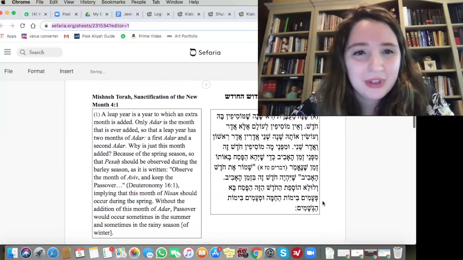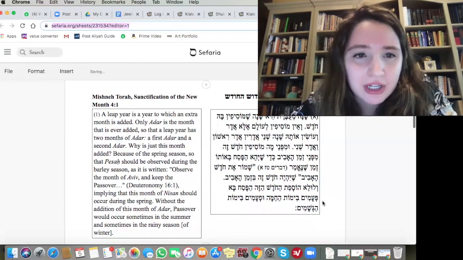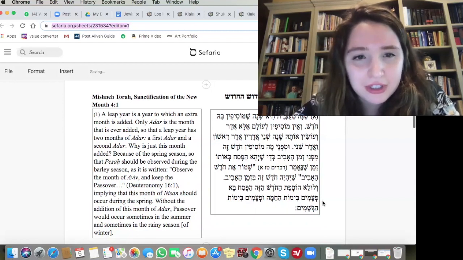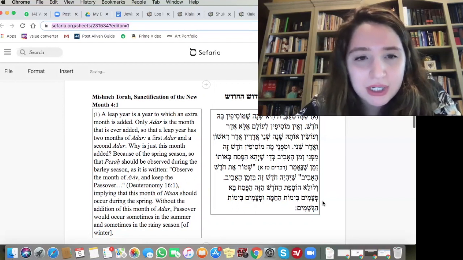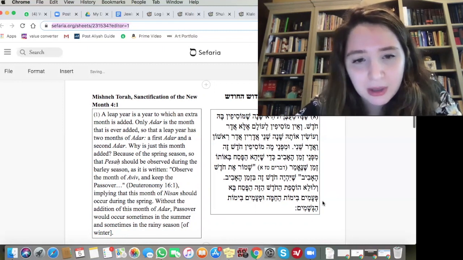Sure. A leap year is a year to which an extra month is added. Only Adar is the month that is ever added, so that a leap year has 2 months of Adar, a first Adar and a second Adar. Why is just this month added? Because of the spring season, so that Pesach should be observed during the barley season. As it is written, observe the month of Aviv and keep the Passover, implying that this month of Nisan should occur during the spring. Without the addition of this month of Adar, Passover would occur sometimes in the summer and sometimes in the rainy season of winter.